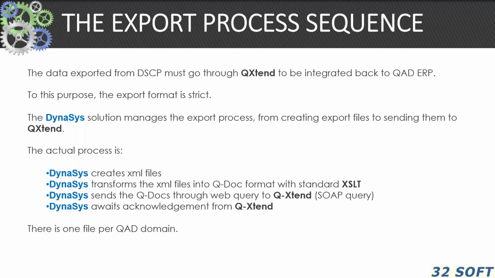The export process or sequence from Dynasis is exported from Dynasis and must go through QExtend to be integrated back into QAD. To this purpose, the export function is strict and requires definition and consistency. The actual process is that Dynasis creates some XML files. Dynasis transforms those XML files into QDoc format with the standard XSLT, and then sends those QDocs through a web query through QExtend in a simple object access protocol.